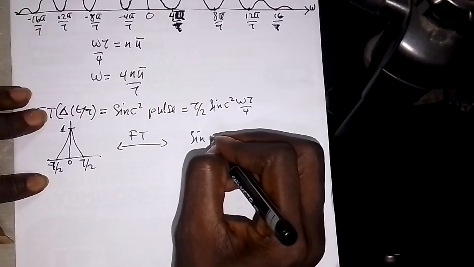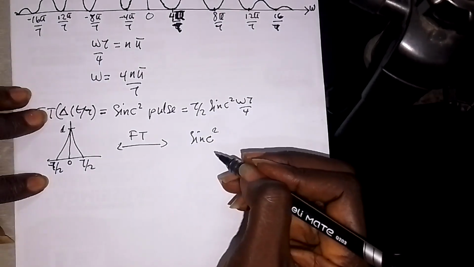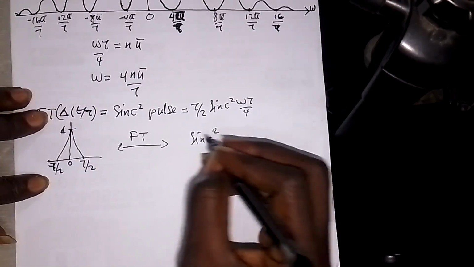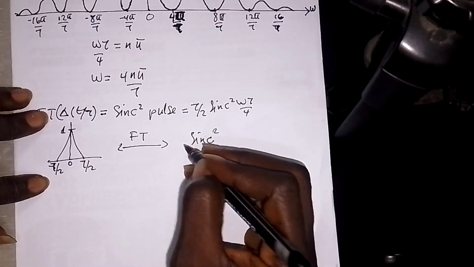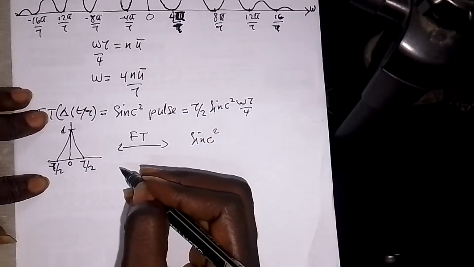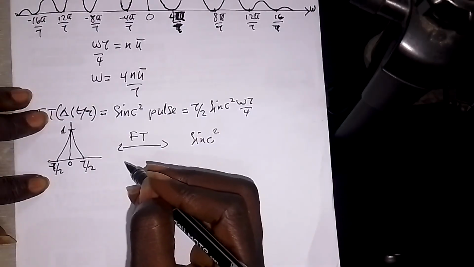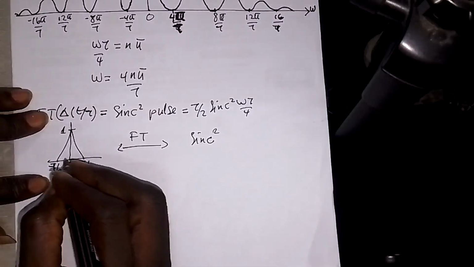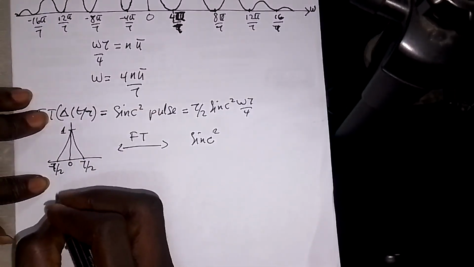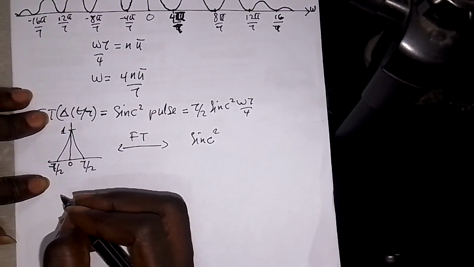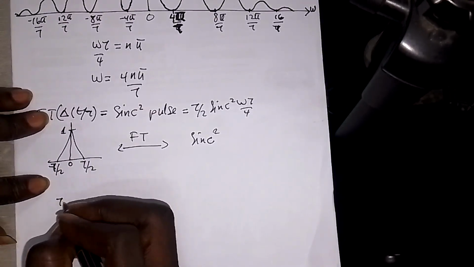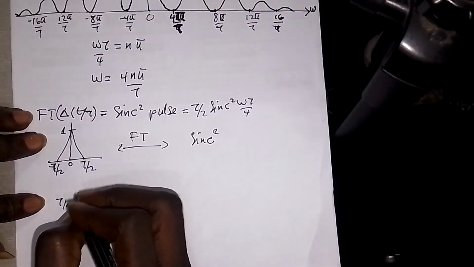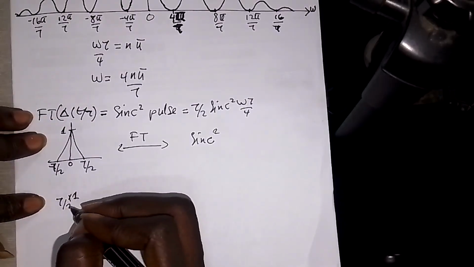So the Fourier transform here is going to be, always you have your sinc. If it's a triangle, you know that's your sinc squared first. And after your sinc squared, it's your area first. Your area must come here. So what is the area of this triangle? You know that the area of a triangle is half base times height. So what is half of the base? Half base is tau on 2, times height. What is the height here? It's 1, times 1.